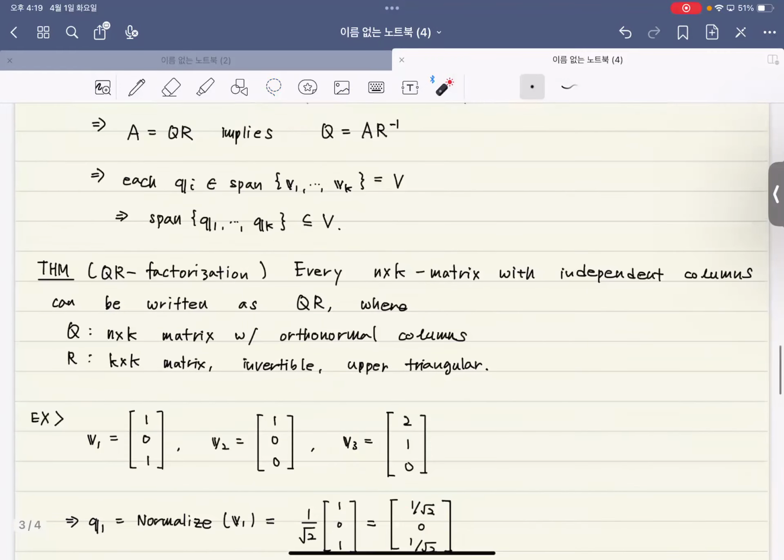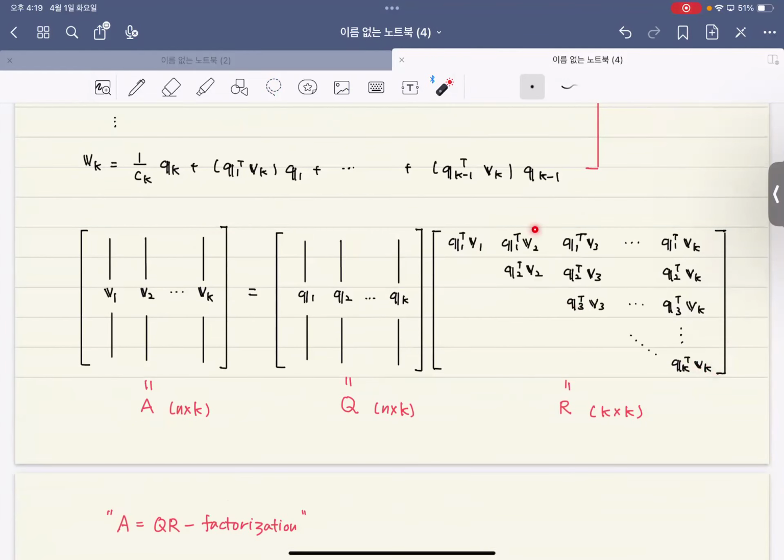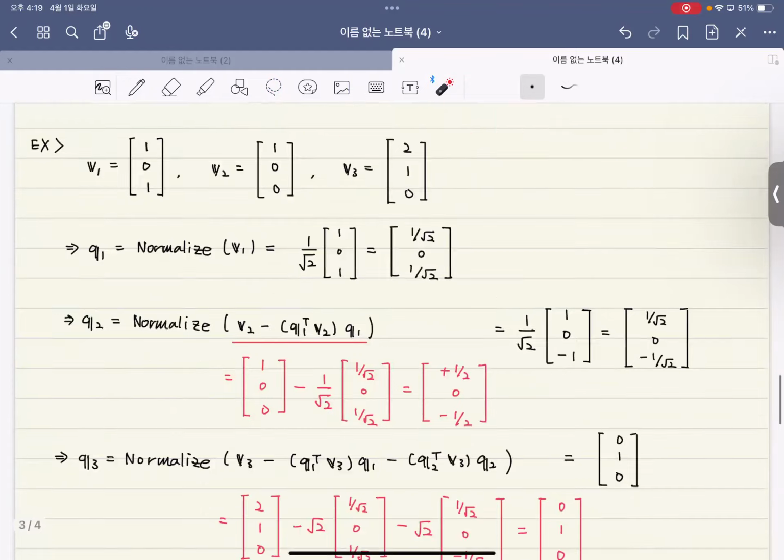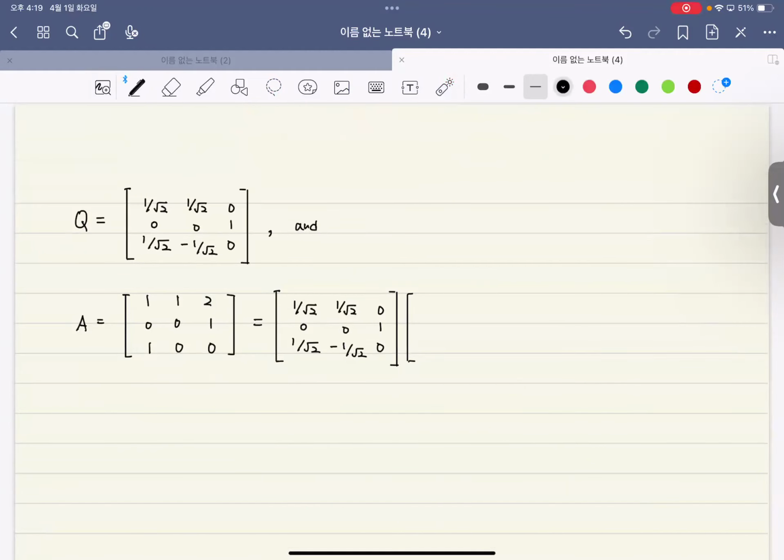Well, if you do not remember, just go back and look at this formula. There are a bunch of inner products, and I don't want to spend too much time on computing this. So just 1 over square root of 2, square root of 2, 1 over square root of 2, square root of 2, and 1. Okay, great. So this is the QR factorization.